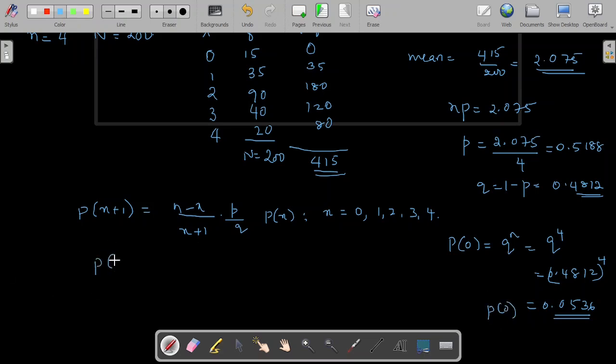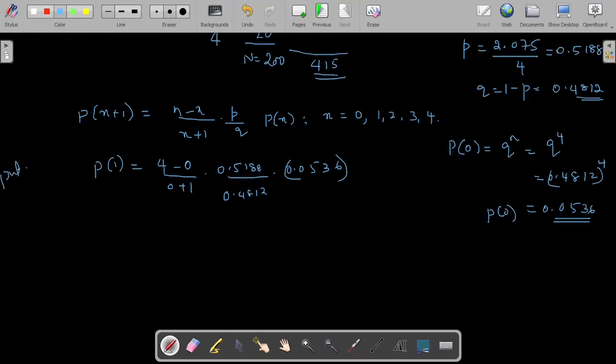Now I need P of 1. P of 1 equal to n is 4 minus x is 0 now, divided by 0 plus 1, then P is 0.5188 divided by Q is 0.4812 into P of 0 is 0.0536. So put x equal to 0, first case. After simplifying all these, we will get P of 1 as 0.23115. Similarly, you have to continue like this.